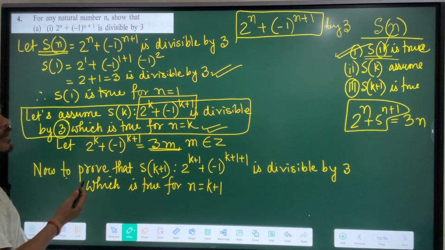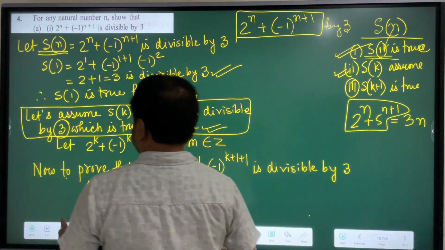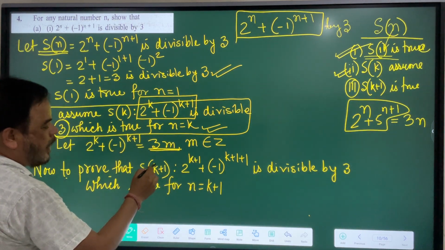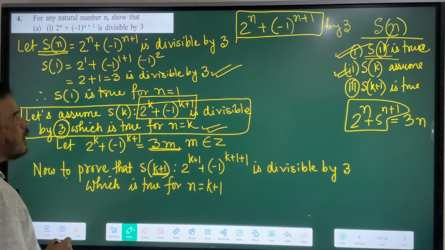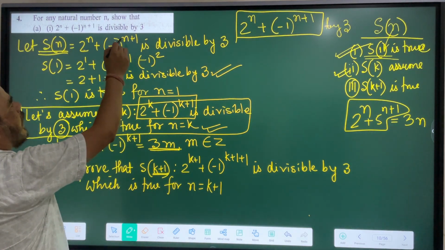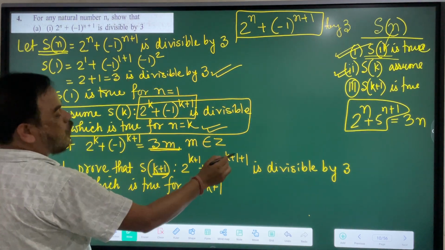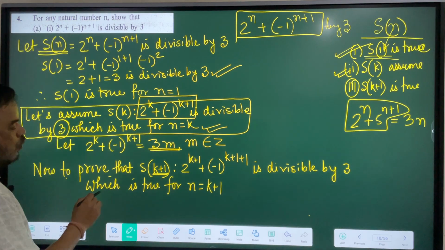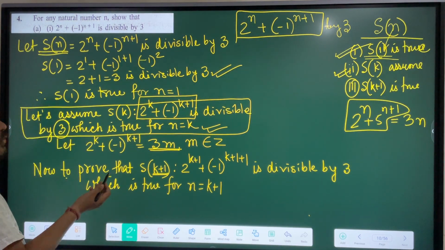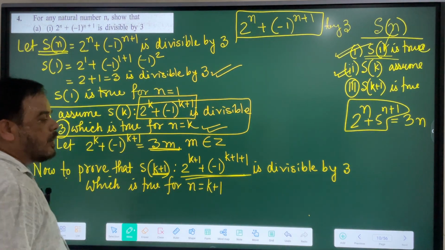Now what is to prove? Second case is finished. Third case: now to prove for k plus 1. What is k? In place of n, k plus 1 comes now. 2 to the power n will be 2 to the power k plus 1 plus (-1) to the power n, meaning k plus 1, and again one more plus 1 is there. So it is divisible by 3, which is true for n equals k plus 1. It is not proved; we have to prove this is also divisible by 3.